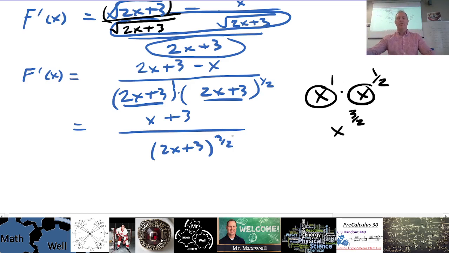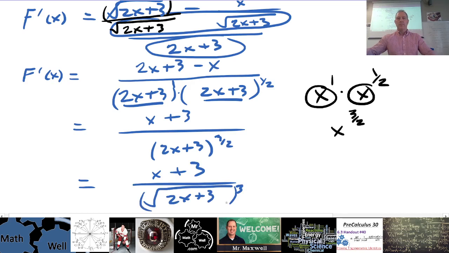Now, I don't like fractional exponents. I'm not sure what the official rules are, but root 2x plus 3 cubed would be a good idea. Wait a minute. 3 over 2. 1 plus 1/2 is 3 over 2. Yeah, that's right.